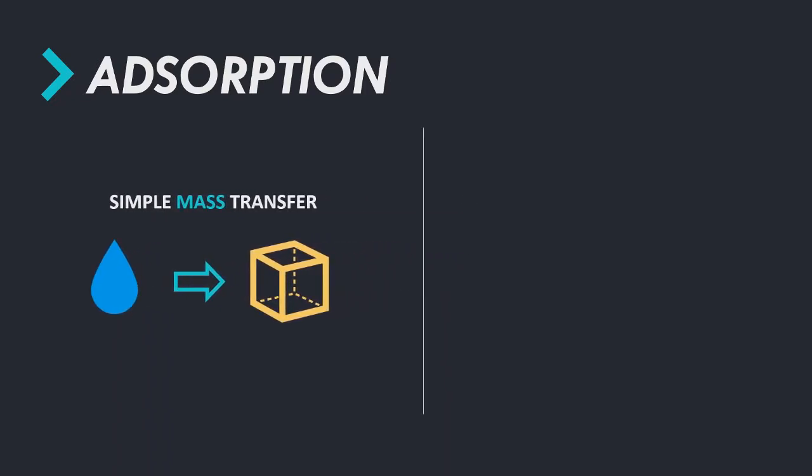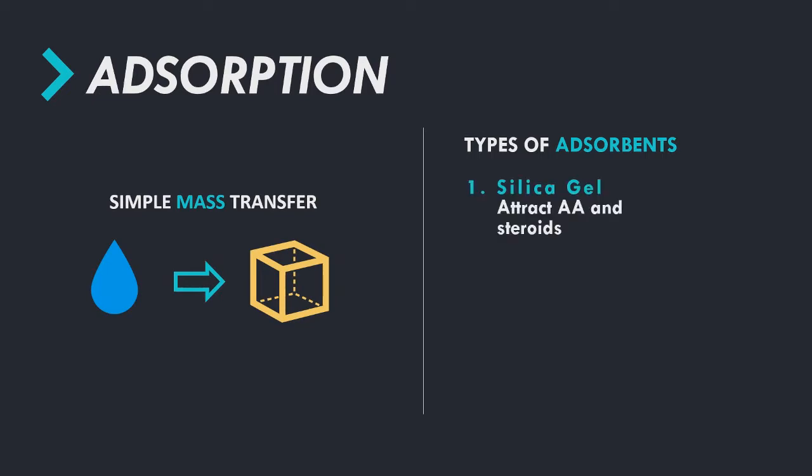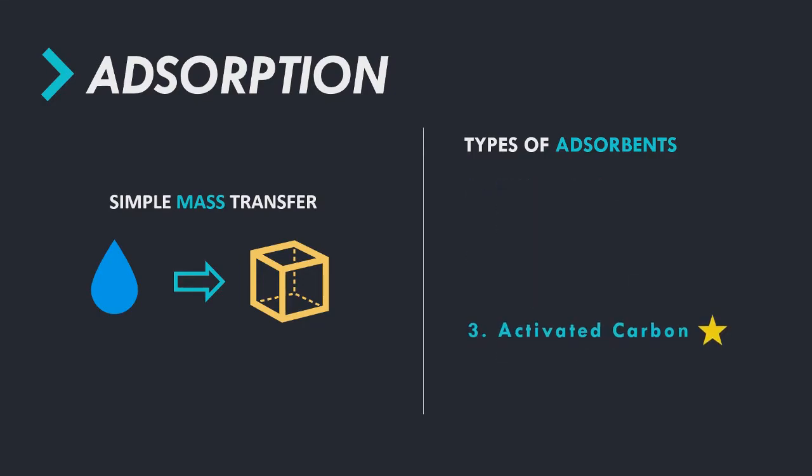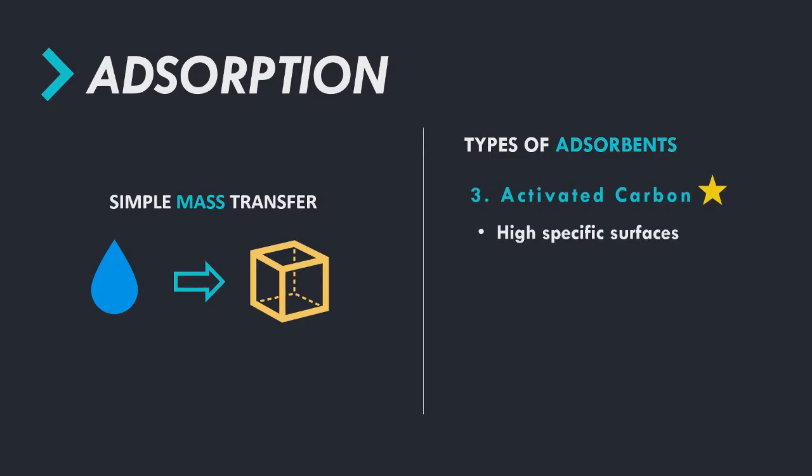There are a few types of adsorbents, which are silica gel, alumina, and activated carbon. Activated carbons are the most popular and widely used adsorbents in wastewater treatment. This is because they have several properties that make them particularly suitable for the purpose, such as the high specific surface, the affinity with many compounds, as well as their ease of regeneration.